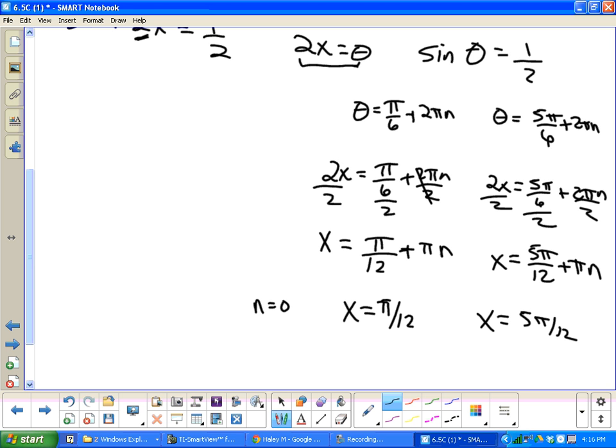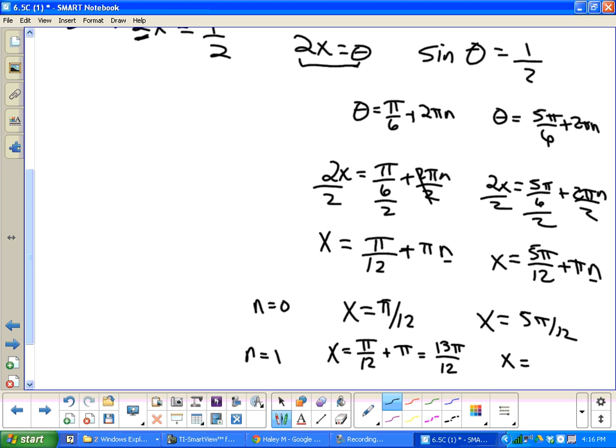Okay, now let's see what we can get for n equals 1. So for n equal 1, we get x to be pi over 12. Now if n is 1 right there, pi times 1 would just be pi. So we get pi over 12 plus pi. So I'm going to think of that as pi over 12 plus 12 pi over 12, which is going to give me 13 pi over 12. And certainly that's okay. That is less than 2 pi.